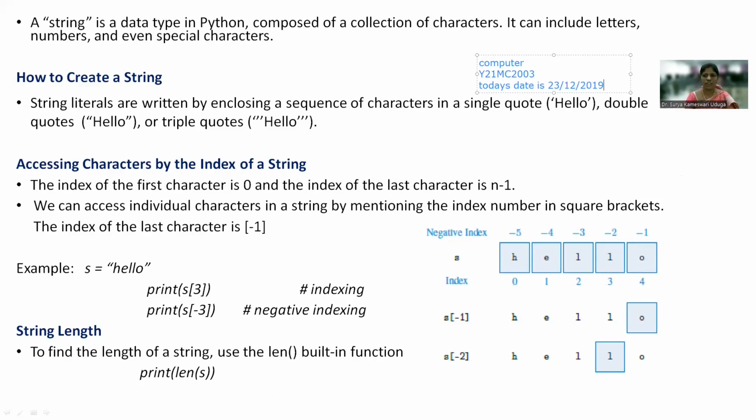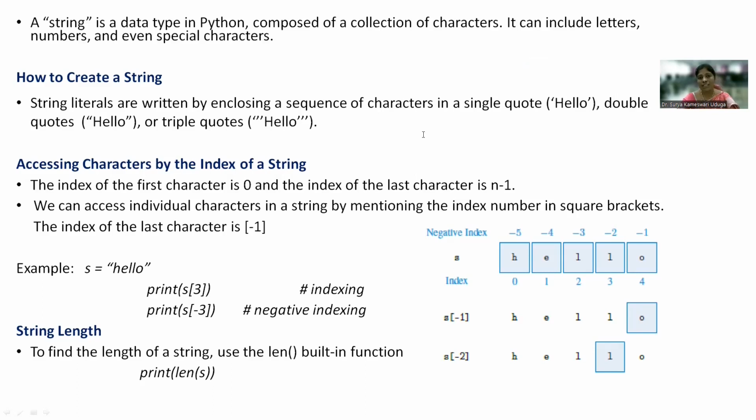Suppose I write like this, today's date is 23/12/2019, where I am using some special characters. In this example, the string consists of numbers, alphabets, and special characters. So what is a string? A string is a data type in Python and it is a collection of characters.